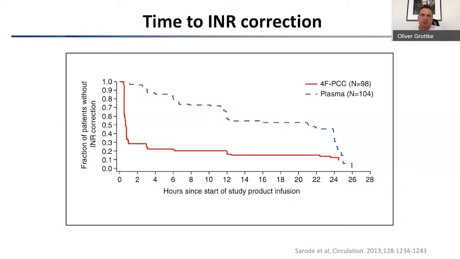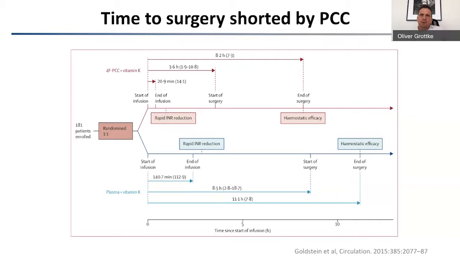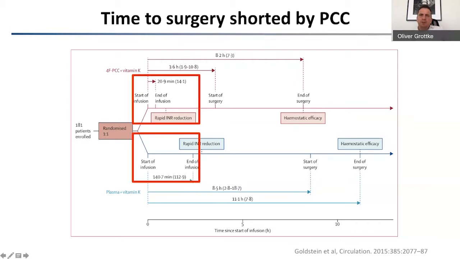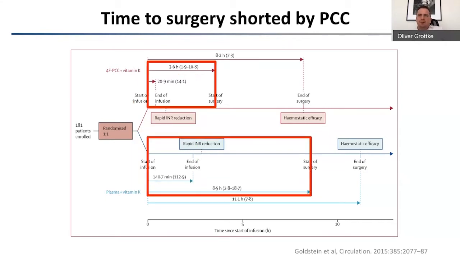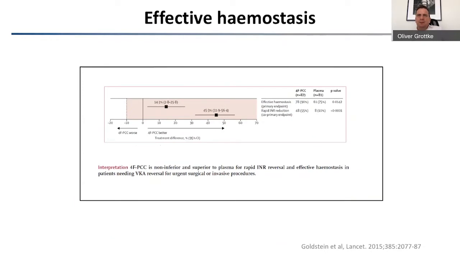And as you can see from this graph, after giving the 4-factor PCC, there was an immediate reversal. Very effective. Whereas when the fresh frozen plasma was given, there was a high delay. And this is also shown here in this chart. Start of infusion and INR reduction within 20 minutes, whereas the time of giving the fresh frozen plasma was much longer, which of course also delayed the start of surgery in the group receiving fresh frozen plasma. So clearly in this study, 4-factor PCC was superior to plasma for INR reversal and achieving effective hemostasis. This was the milestone study by Sarode and Goldstein.